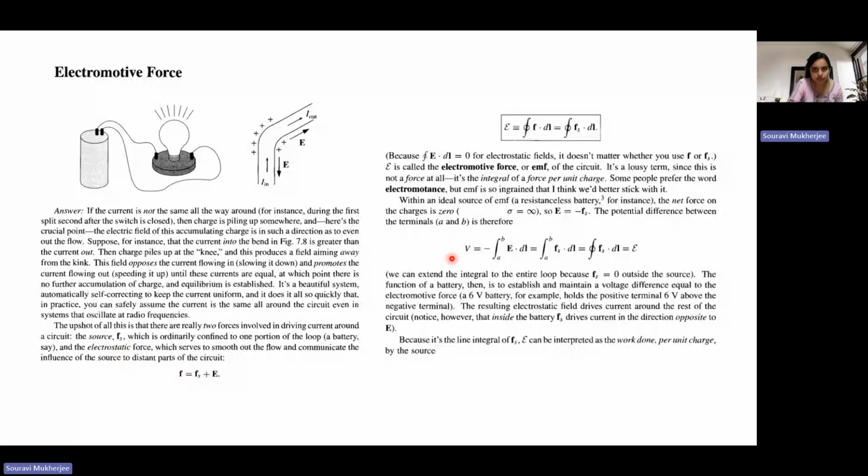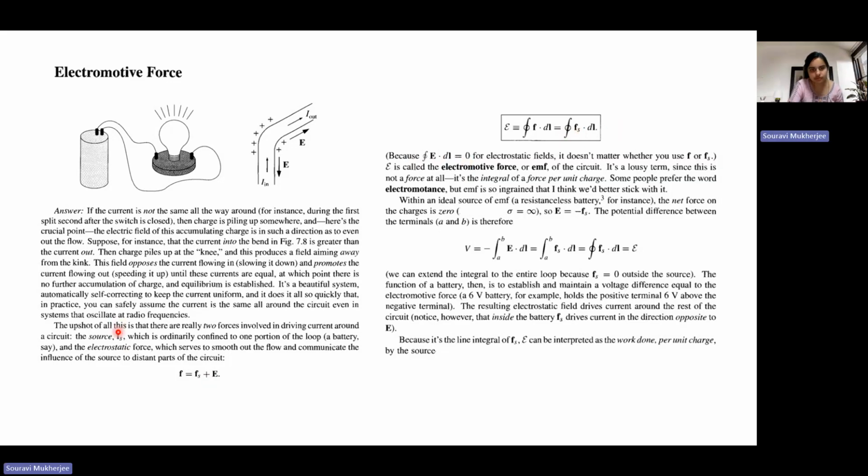contributing. So now if you want to find the amount of work done as the charge moves from one point to another along this wire, you basically have to do the line integral, right? And if you have a closed circuit like this, you have to do a closed loop integral over the entire loop. This is because for the electrostatic field, we know that E dot dl goes to 0. So what matters is this.